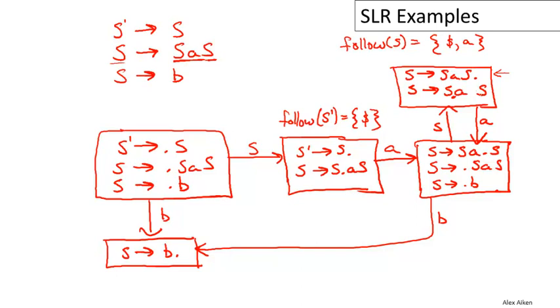But that poses a problem, because this says that if we see an A in the input, we should reduce. And this move here says that if we see an A in the input, we should shift. And so this state does have a shift-reduce conflict. All right, and so this grammar is not SLR1.